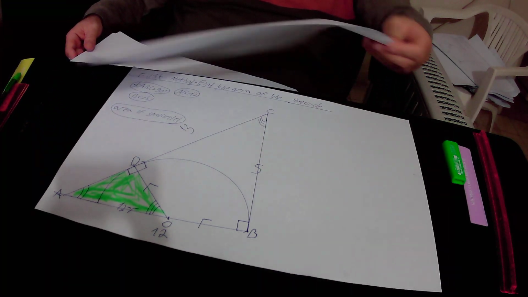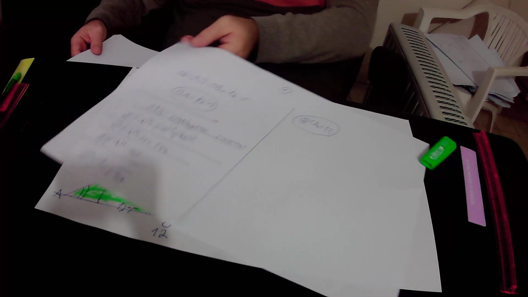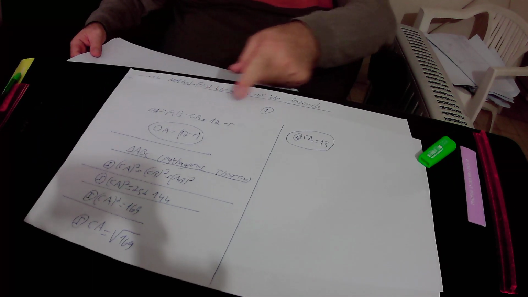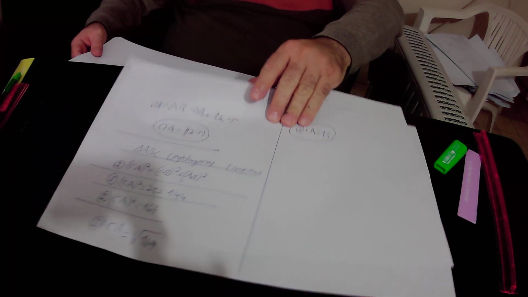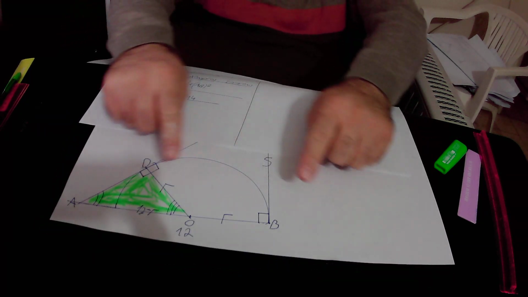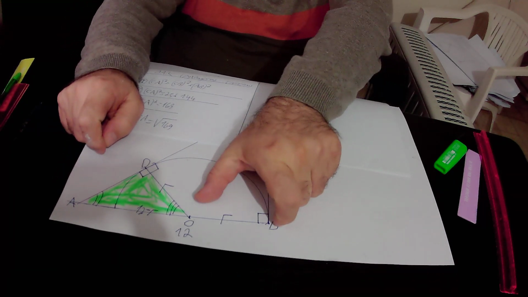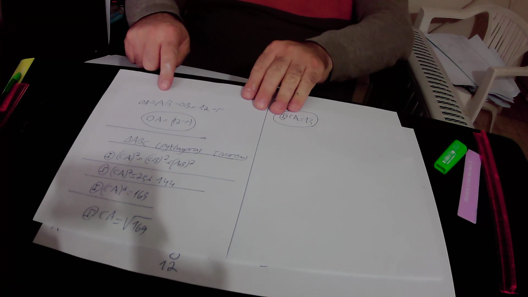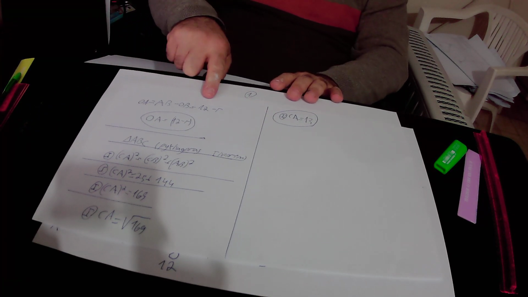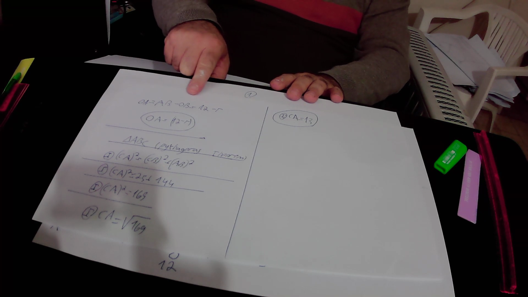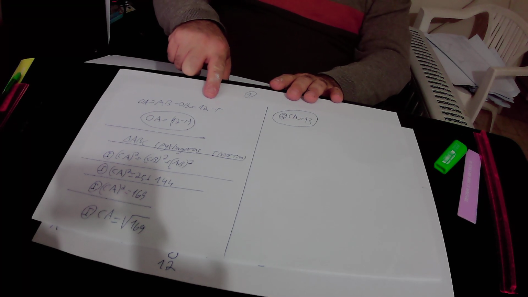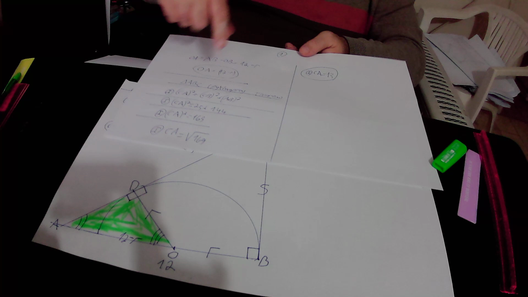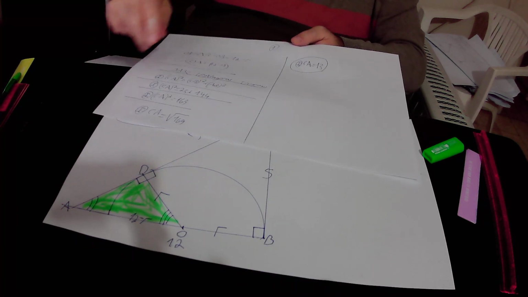The value of AO or OA equals AB minus OB. AB equals 12 units, it is given in the question. OB is R. So OA equals AB, that is 12, minus OB, that is R. That is to say OA equals 12 minus R.